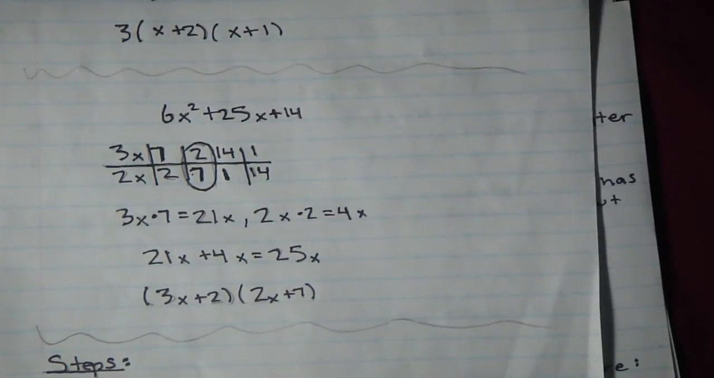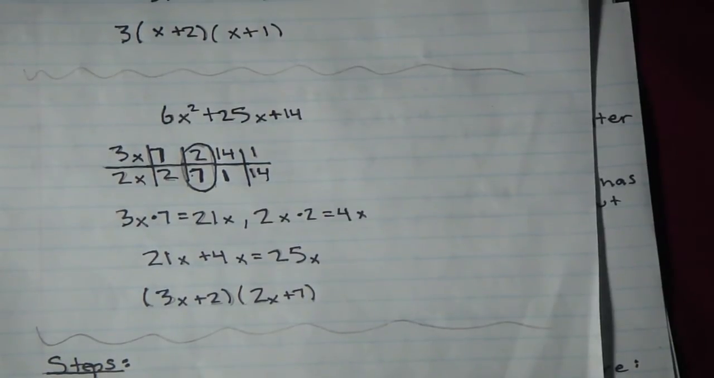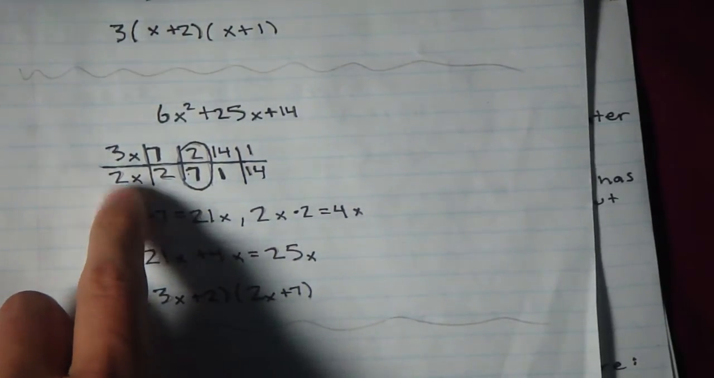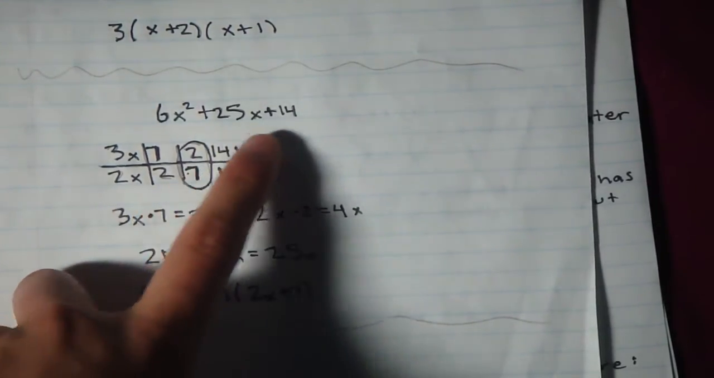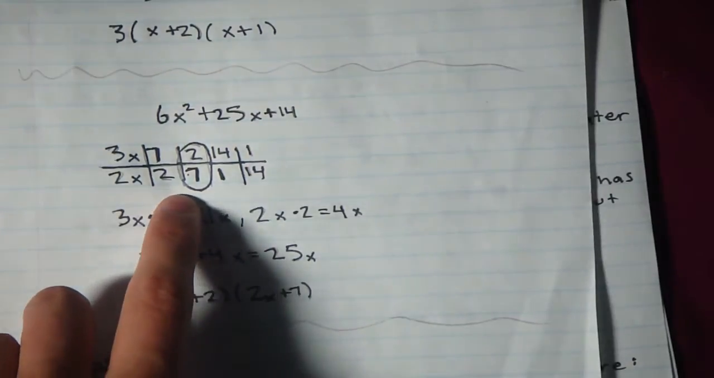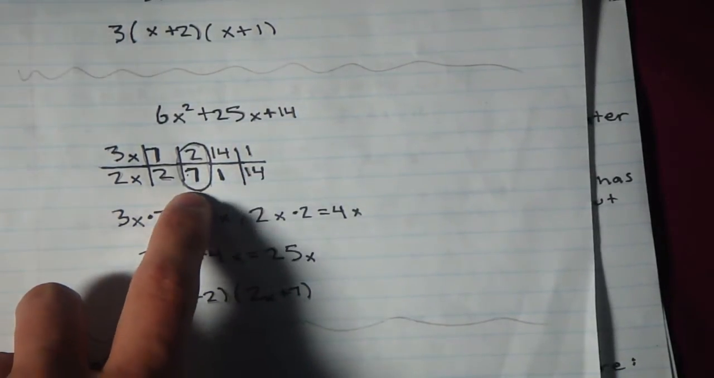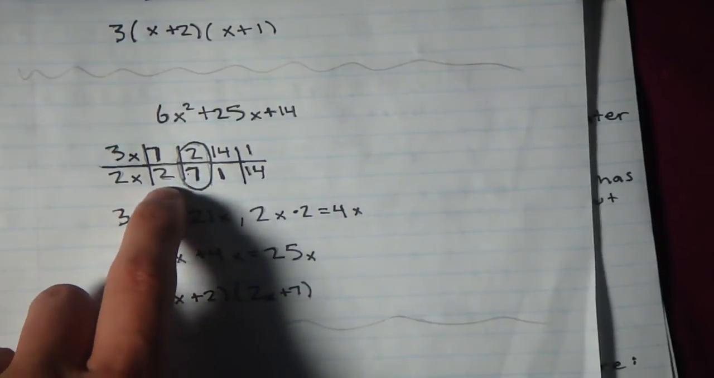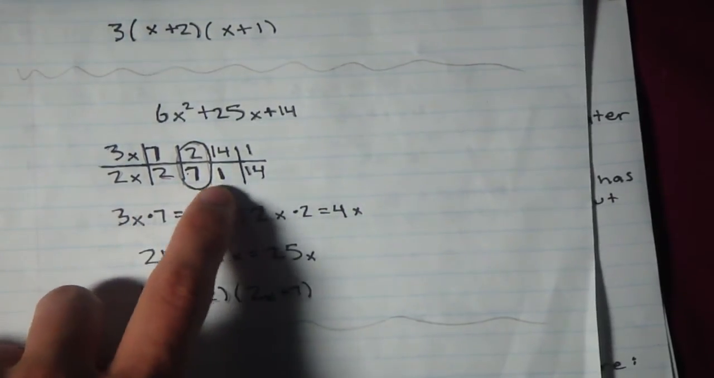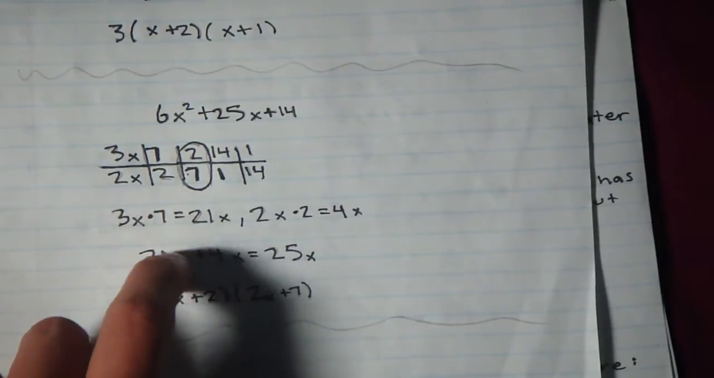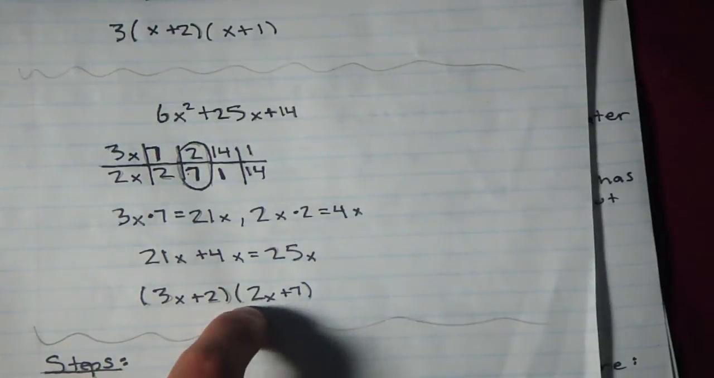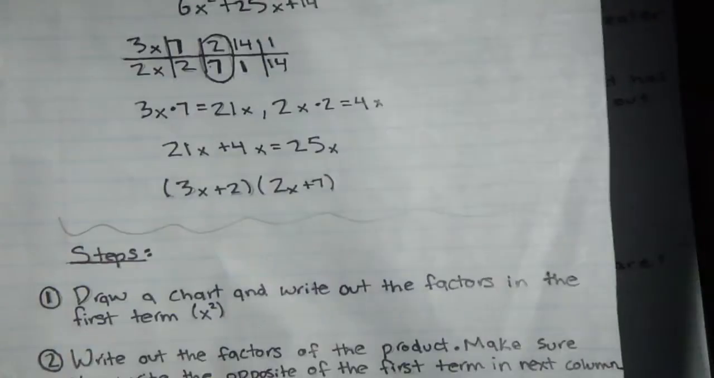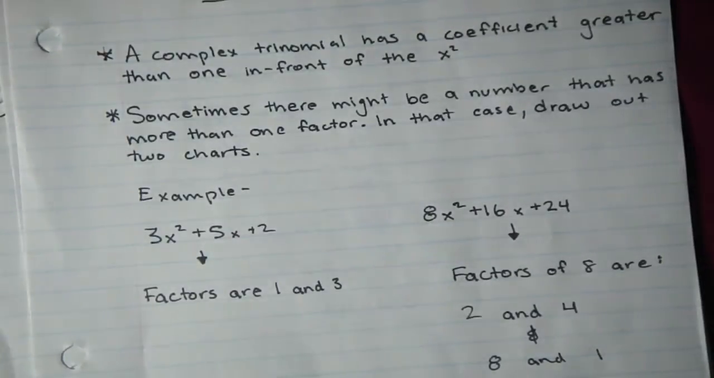Again, we have another example: 6x squared plus 25x plus 14. Now, again, we take the factors of the x squared term and put them into the first column, and we find the factors of the c term, or the constant, and we put them into the terms after that. And again, we have the opposite order, and we found that 7 multiplied by 3 equals 21, 2 multiplied by 2 equals 4, 21 plus 4 equals 25, and those are the right numbers. And we put it into factored form.